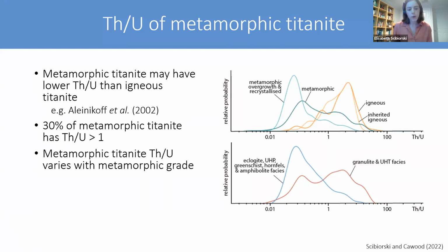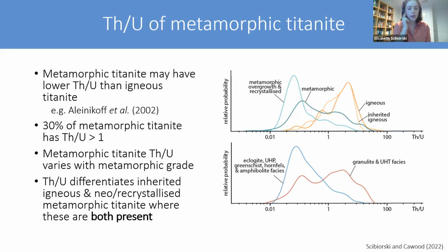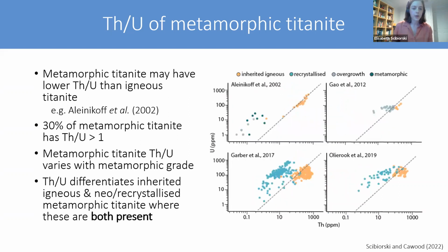But it is useful in one particular case, which is when you have both inherited igneous titanite and metamorphic titanite in the same rock. So here are a few examples from the literature where you have inherited igneous grains that have high thorium-uranium ratios. These are the data points in orange, compared with the recrystallized or neocrystallized metamorphic titanites, which are in green. This is probably because the fact that you've preserved your inherited igneous titanite in and of itself tells you that you've got a metamorphic history that was not hot enough to crystallize high thorium-uranium metamorphic titanite.